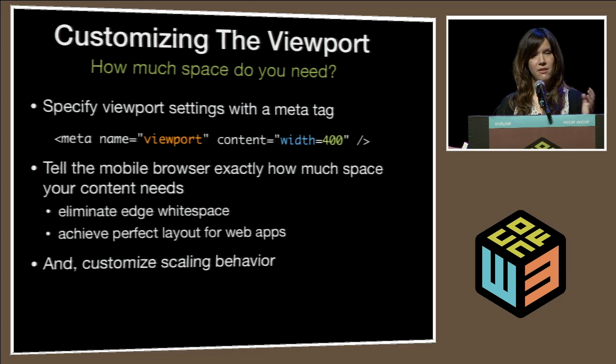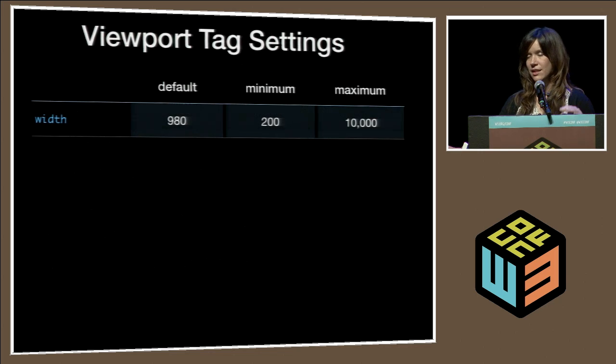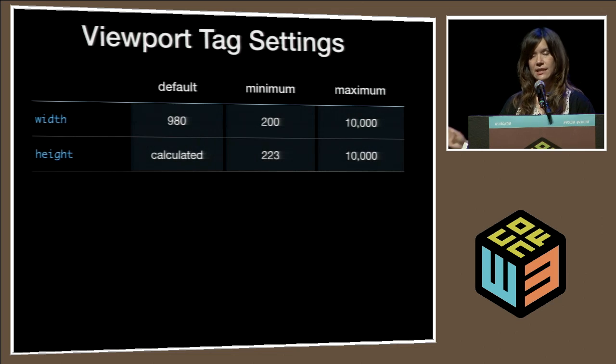So width is one of our viewport tag settings, and let's take a look at the rest of them, and also take a look at their default and minimum and maximum possible values. So width has a default of 980, the minimum is 200, and the maximum is 10,000. Height is a calculated height. So if you're setting the width to any value, the height, if it's not set, is going to be calculated for you. And the minimum height is 223, and the maximum is 10,000, pretty tall.